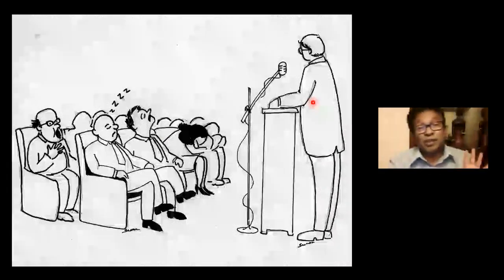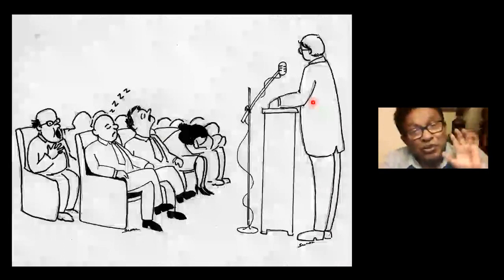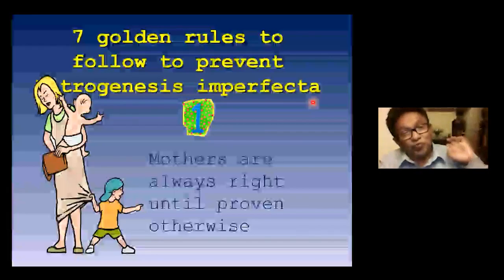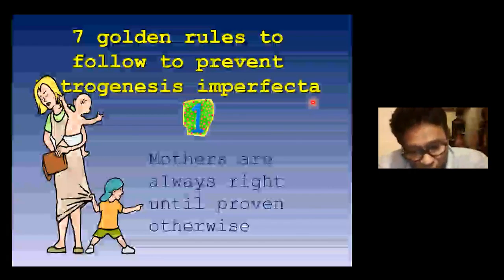But now I am going to tell you 7 golden rules to follow to prevent this iatrogenesis imperfecta. Number 1 is mothers are always right until proven otherwise. I will tell you a very anecdotal story.